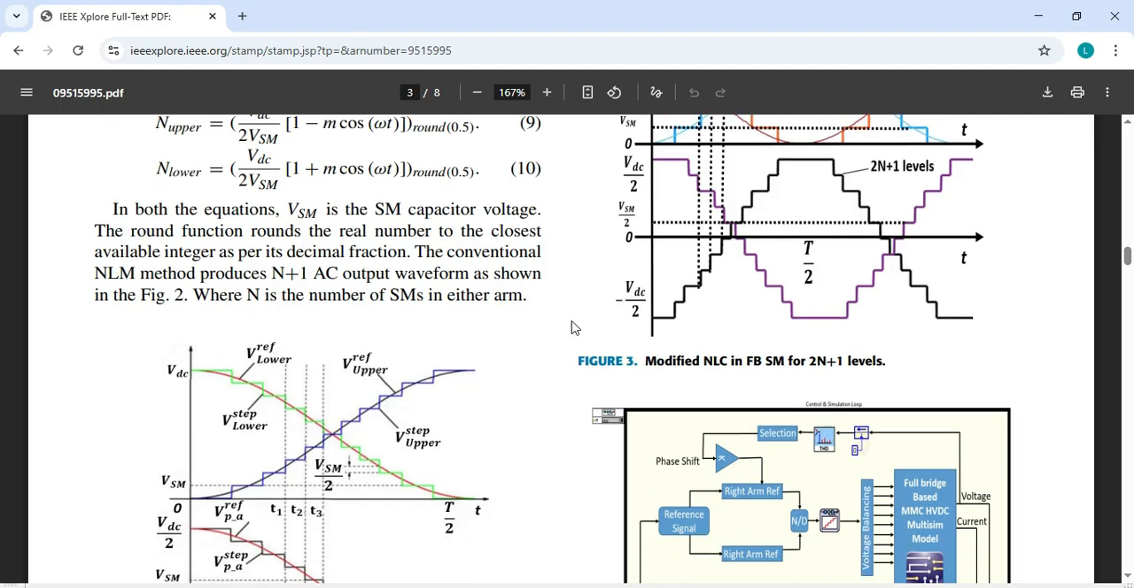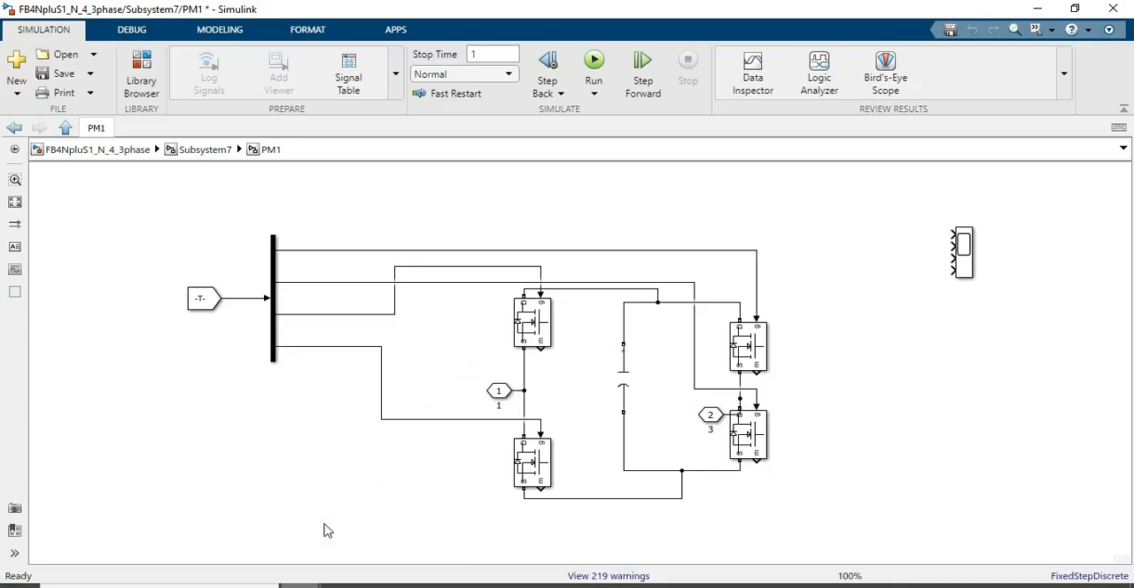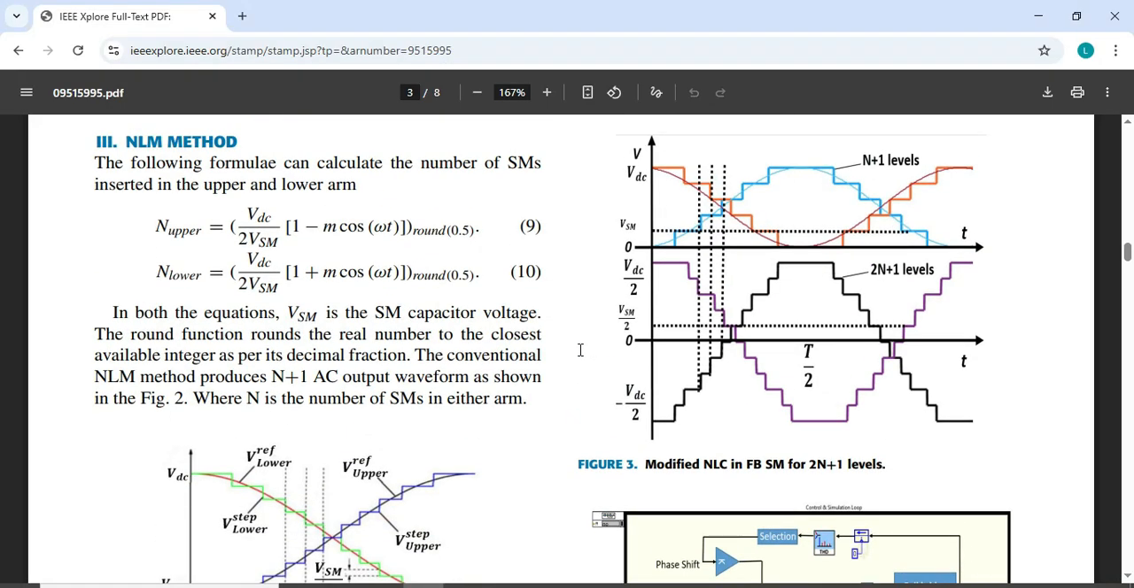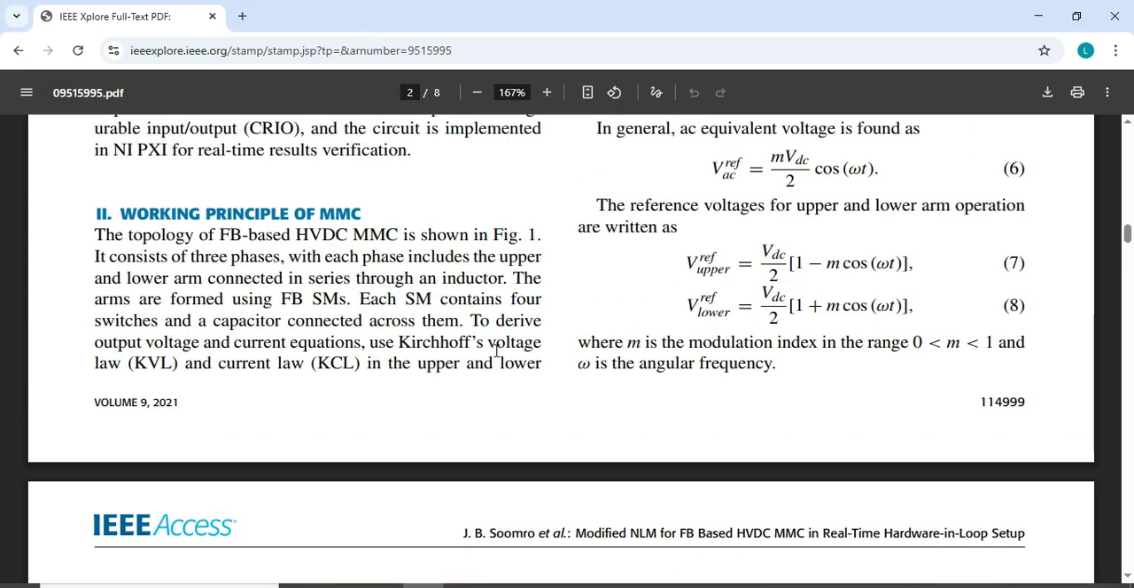So today I'm here to discuss the proposed scheme that I developed way back in 2021, and that was the modified nearest level control for full bridge based submodule topology.